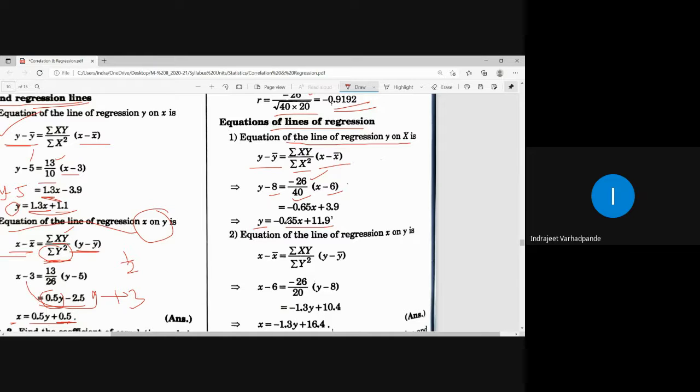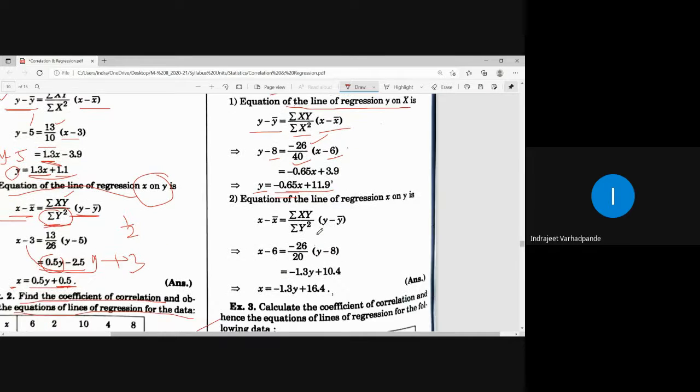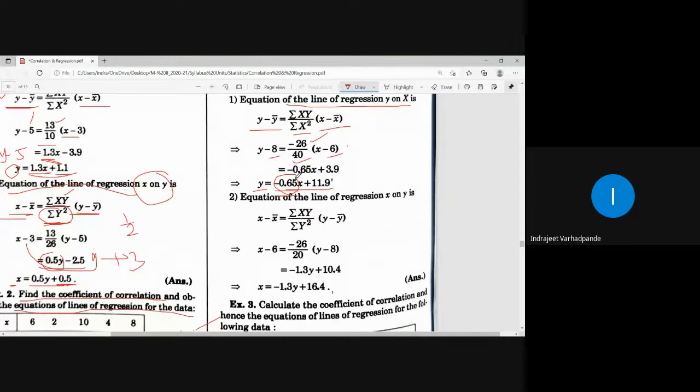So it is y is equal to minus 0.65x plus 11.9. Minus 0.65 is less than 1. This is particularly going to be the regression coefficient for the line y on x. Here you see one of the regression coefficient for the line x on y, which is minus 1.3, is greater than unity, and that is how we try to identify when the lines of regression are given, what are the regression coefficients.